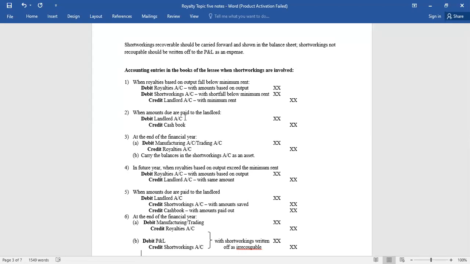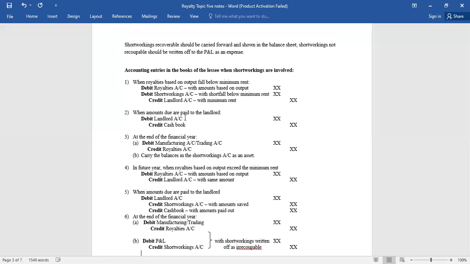In future years, when the royalties based on the output exceed the minimum rent, so we have a case of surplus, we are going now to do the contra. You can see our transaction 1 when we had the shortcoming. So when we have now the surplus, we are going to debit our royalties with the amount based on the output and credit the landlord account.